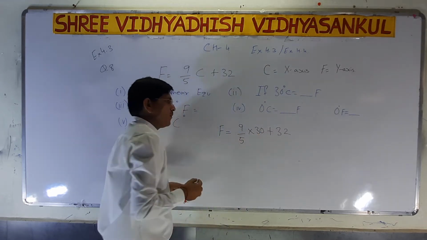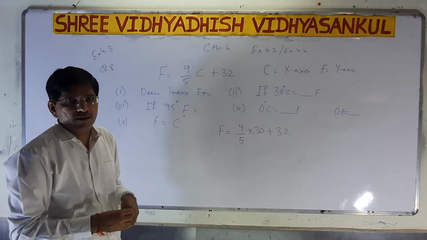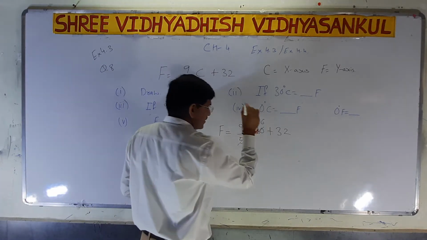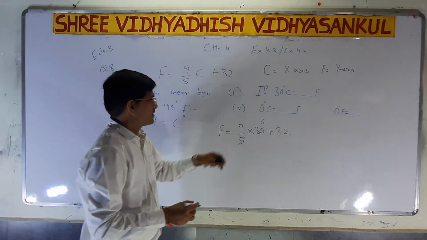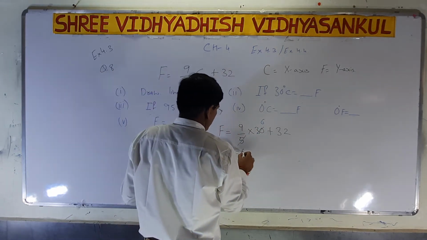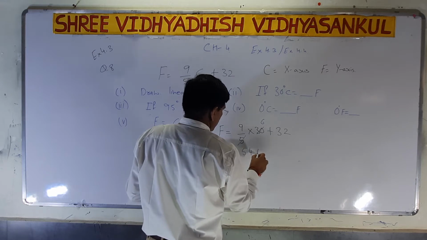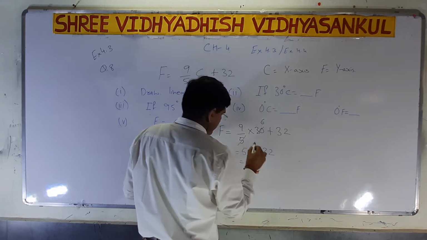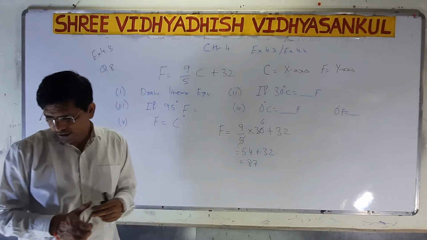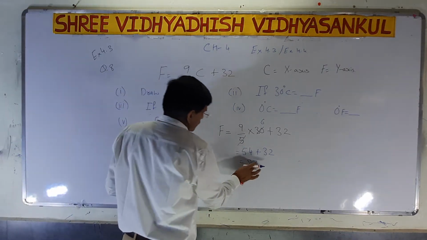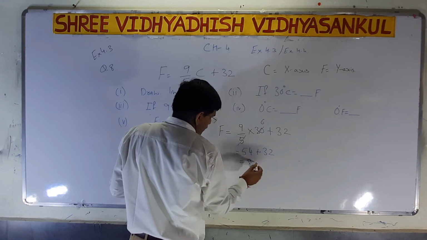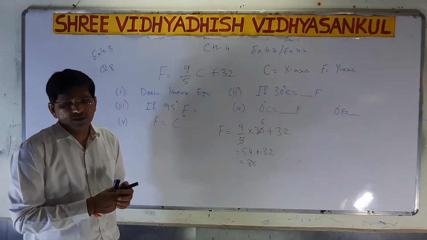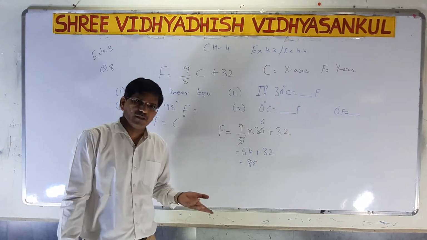Now, what we have to make is cancellation: 5 6 are 30, 9 6 are 54, plus 32, that is 86. So Fahrenheit is equal to 86.4 plus 2, that is 6.